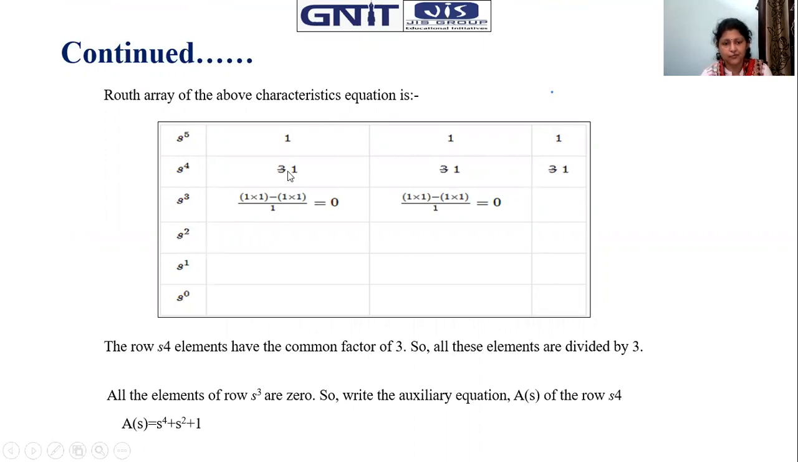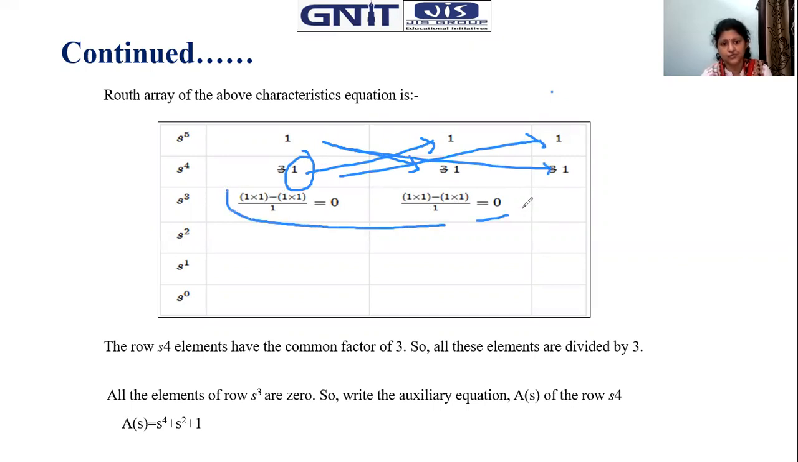So the s to the power 4 row is 3, 3, 3. That will be divided by the common factor 3, so we are getting 1, 1, 1. Now for s cube, what will we get for the cofactors? 1 into 1 minus 1 into 1, divided by 1, that will become 0. Again 1 into 1 minus 1 into 1, divided by 1, that will become 0 again. So in this way, we are getting a row of zeros. So what is a row of zeros? That is the s cube row, that is a row of zeros.